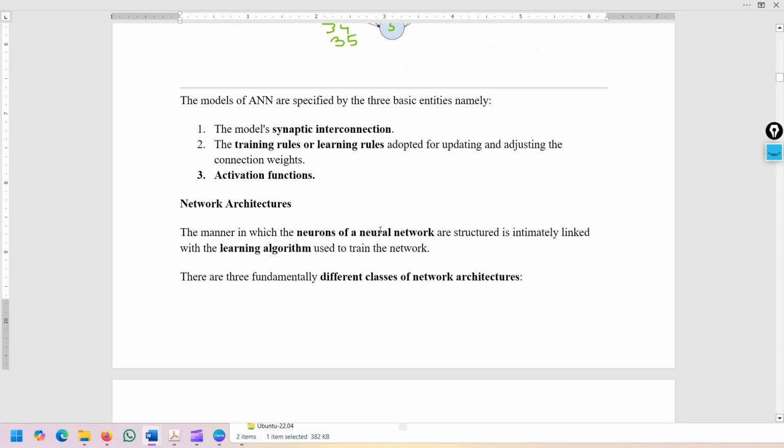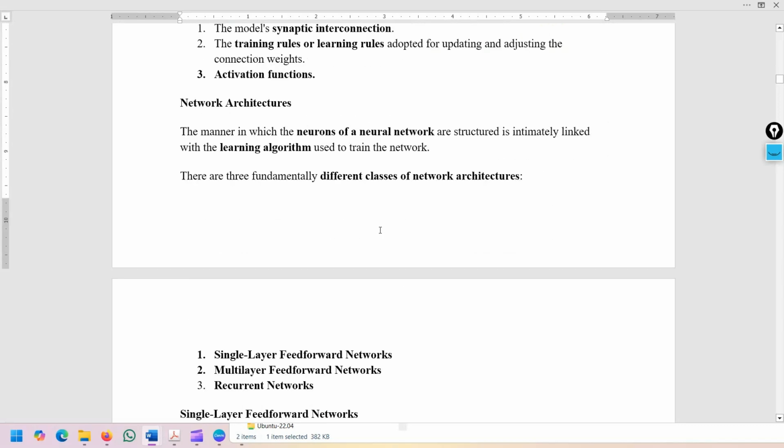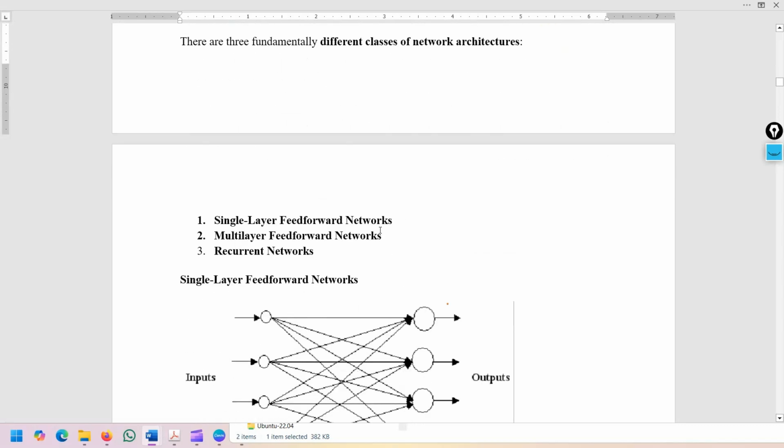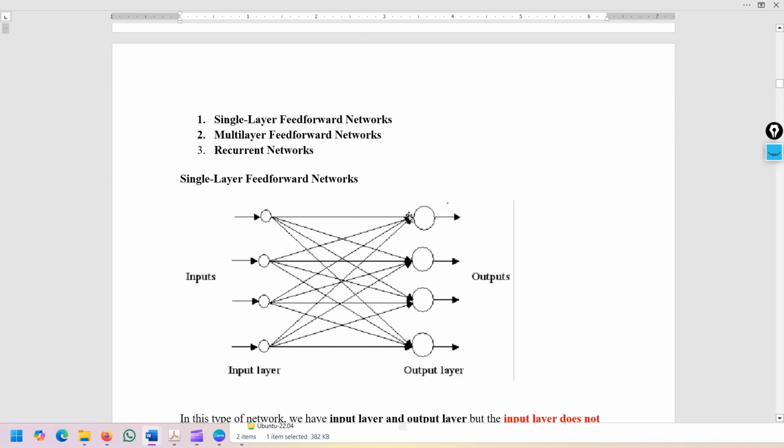There are three fundamentally different classes of network architectures available. The first one comprises a single layer feed forward network. Single layer means there is only one layer in between; one layer gives the output to here. That is what a single layer means. It also feeds forward: the inputs are there, and you forward them to get the output. This is called a single layer feed forward network.